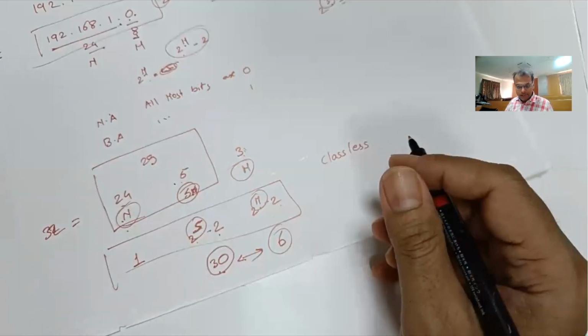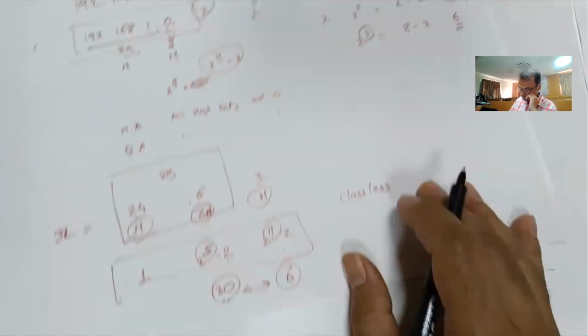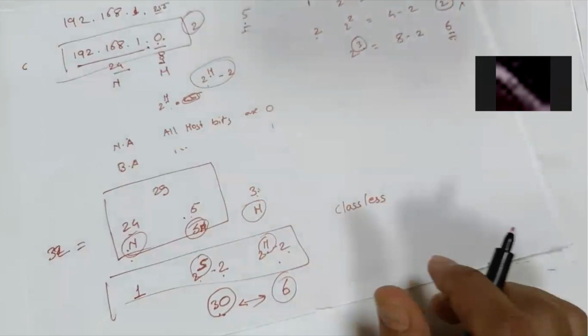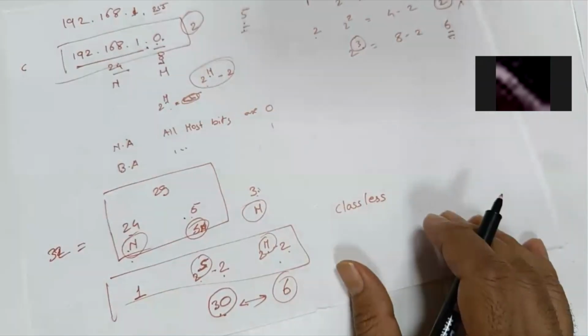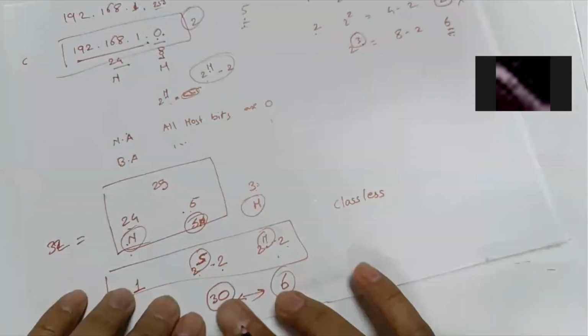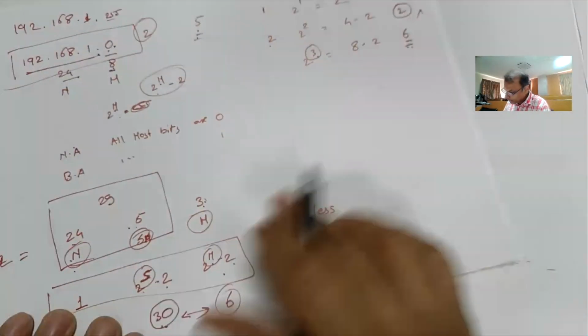Any doubts, guys? Sir, why did you subtract 2 from the subnet, like 2 to the power 5 minus 2? Correct. I'll tell you the answer.